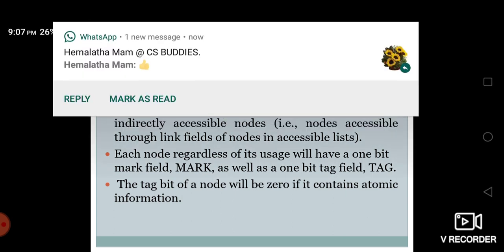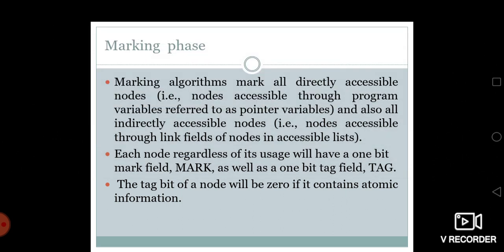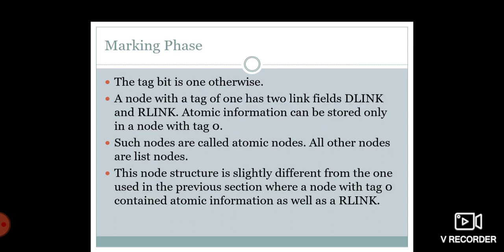The mark bit will hold the marking information here. And the tag bit, if the tag bit is 1, it will have two fields, called a downlink and a right link. If the tag bit is 1, then it is a list node. If the tag bit is 0, it is an atomic node. Okay, that is the marking phase, as I have told here.